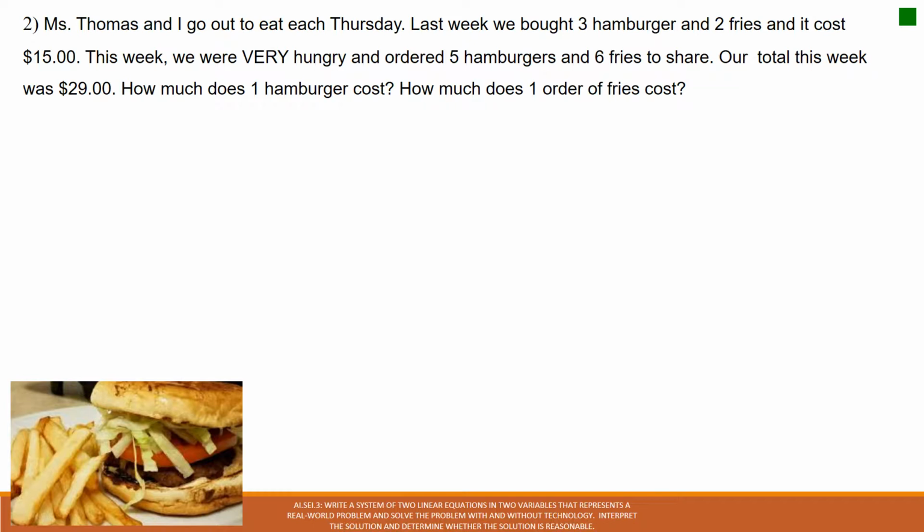One week we bought 3 hamburgers and 2 fries. It cost $15. This week we were very hungry. We ordered 5 hamburgers and 6 fries. Now we shared it. Our total this week was $29. How much does one hamburger cost, and how much is an order of fries?